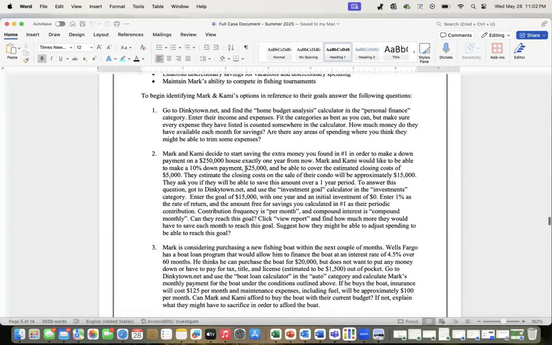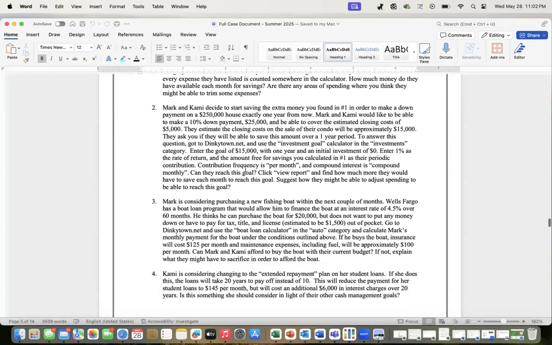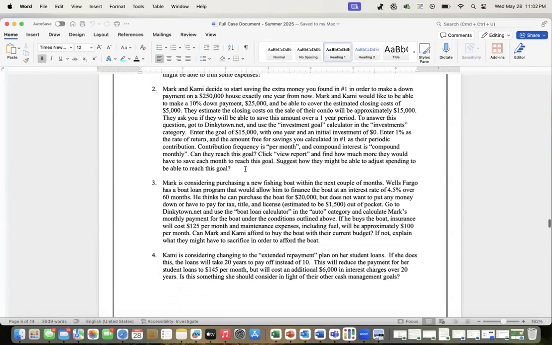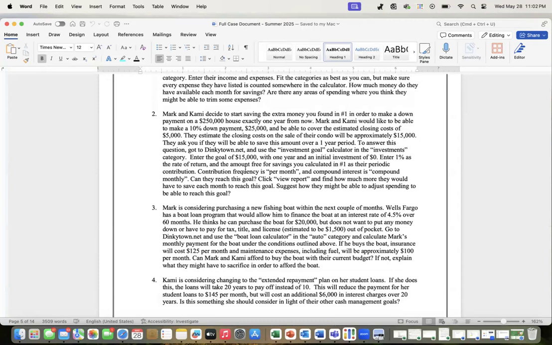Okay, so with cash and debt management, our first assignment is 4 questions. With each question, they'll perform some calculations, and then I'll ask some thinking questions, right? Like, are there any areas of spending where you think they might be able to trim some expenses? That's a good question, number 1.